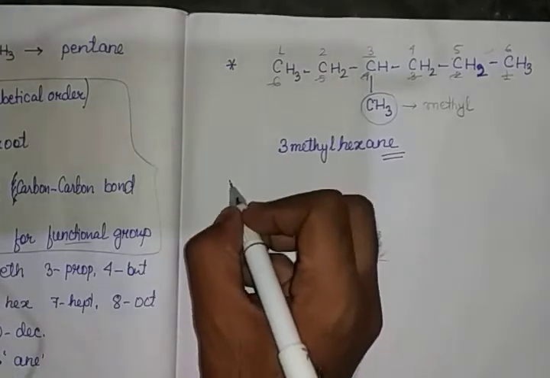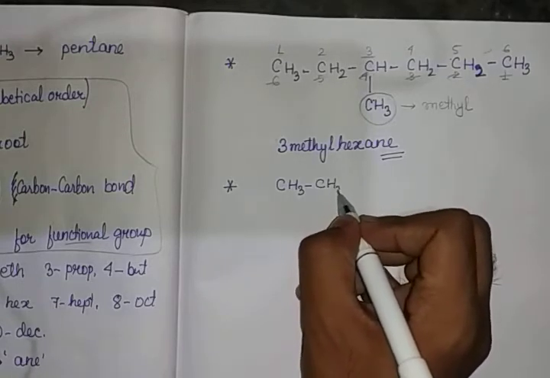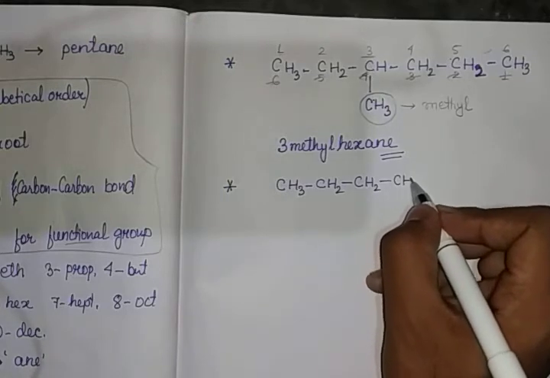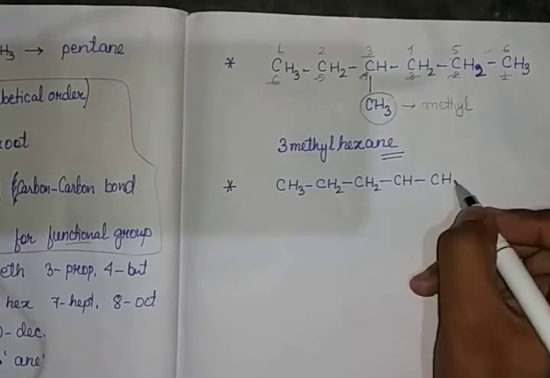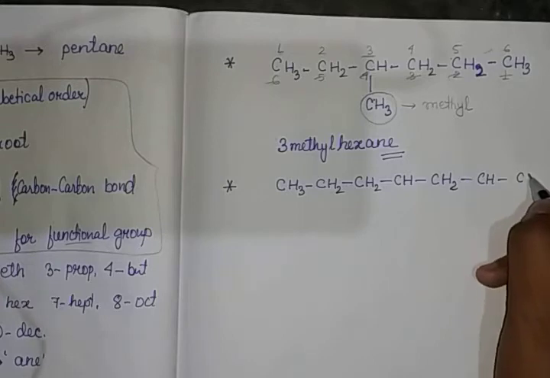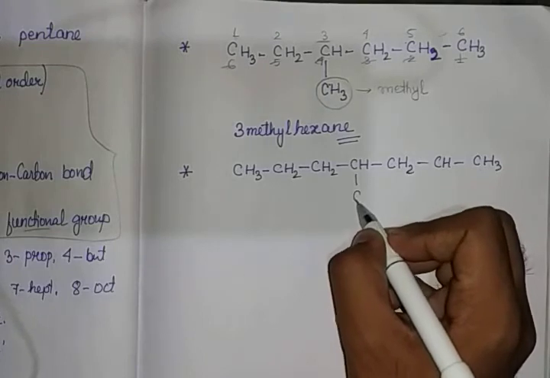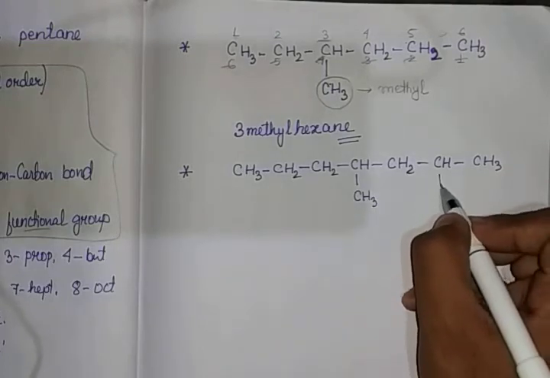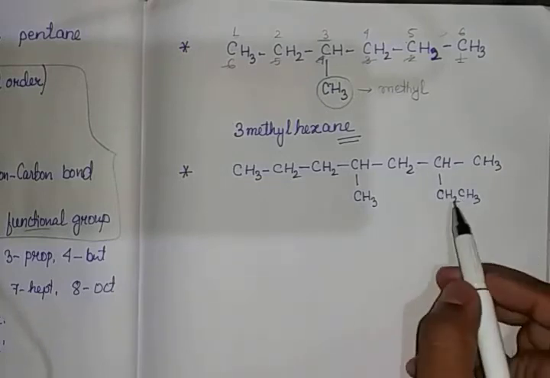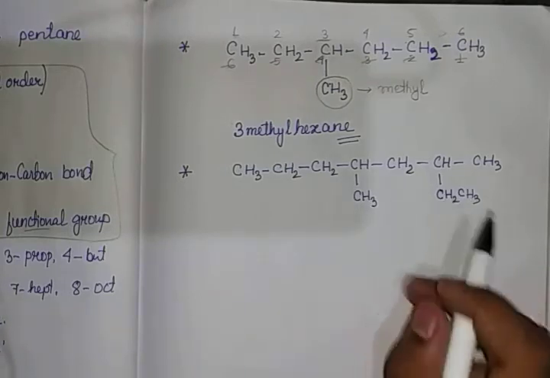Let me take another one. If I am taking another, this one. Here, suppose at this position I am adding a CH3 group. At this position I am adding a CH2 CH3 group. Now this group is known as ethyl group. This group is known as methyl group. The names are ethyl and methyl.